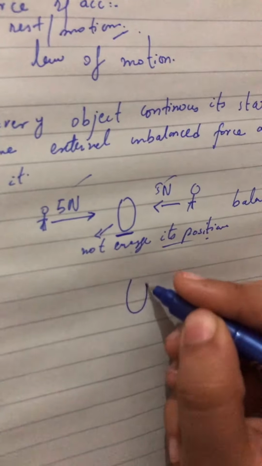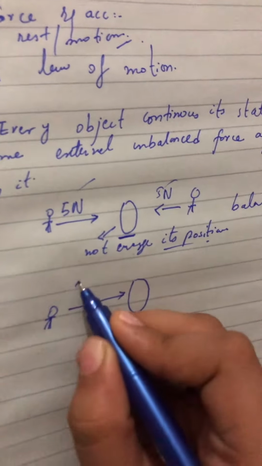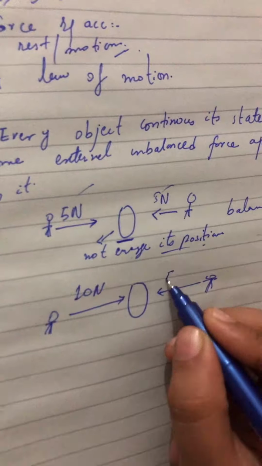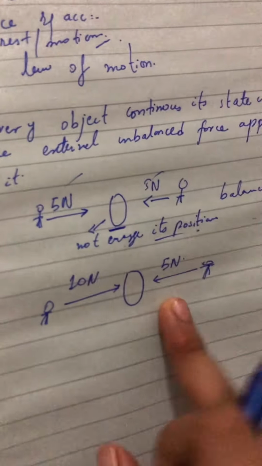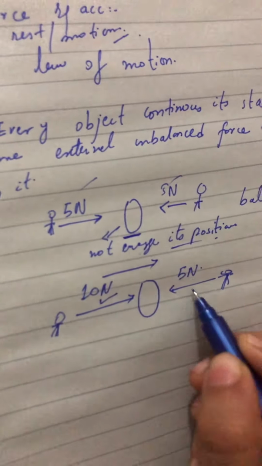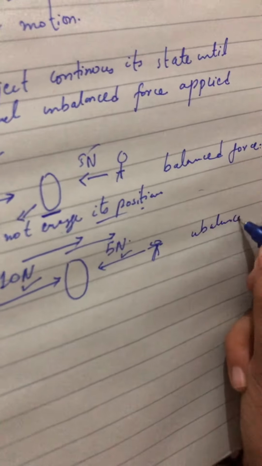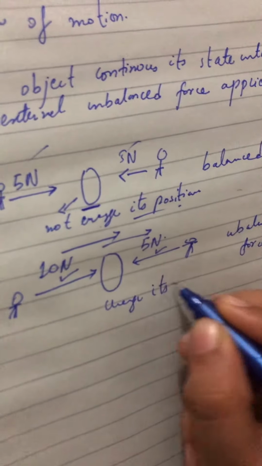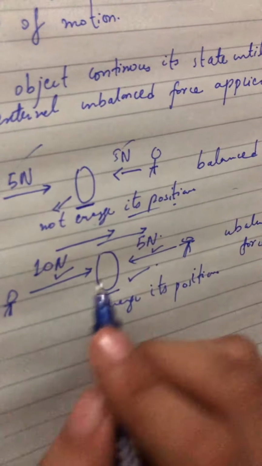If we see here, this is a ball, and one man from here is putting a force of 10 Newton, and from here one man is putting a force of 5 Newton. You can see these both are different forces. This is 10 Newton, this is 5 Newton. So the ball will go on this side because 10 Newton is more force than 5 Newton. So we can say this is an unbalanced force, and the ball will change its position from rest to motion.